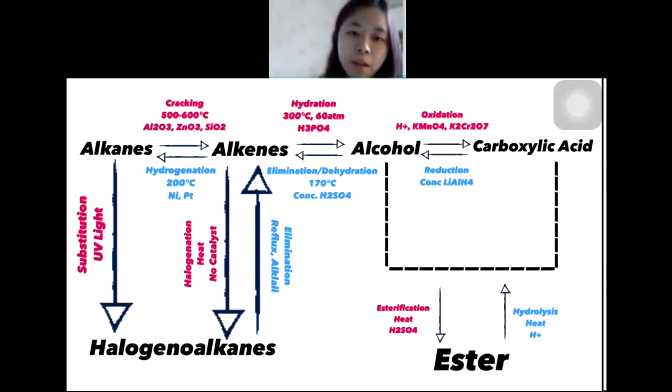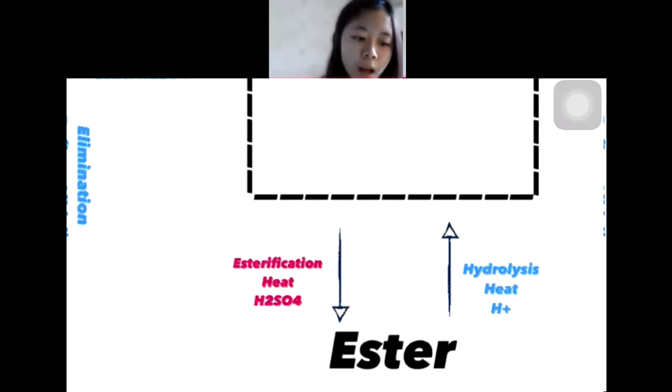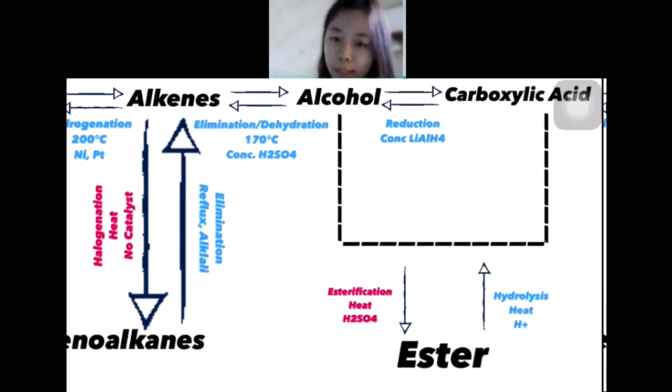So this is a quick recap of how we can turn alkanes to alkenes, alkenes to alcohol, and so on. Please focus on this area, which is alcohol plus carboxylic acid equals ester. As I said before, when alcohol reacts with carboxylic acid, not only ester is formed, but water is also formed. The sulfuric acid here, besides acting as a catalyst, also acts as a water remover, so it makes sure that the water is removed.